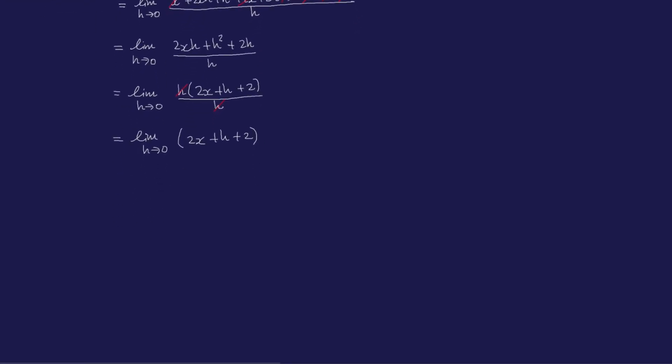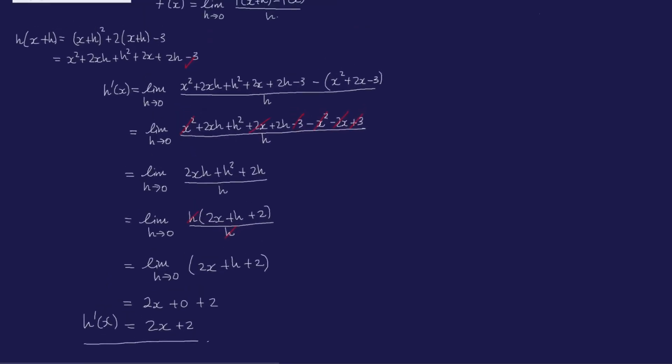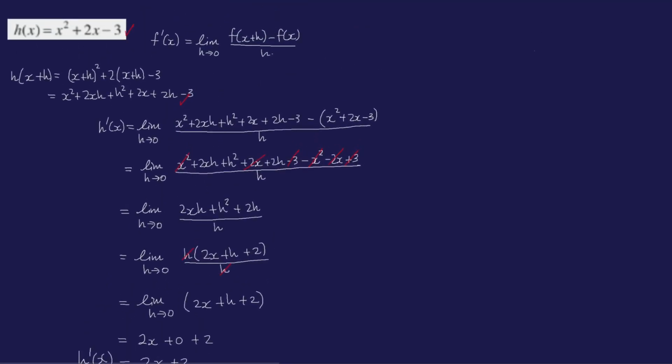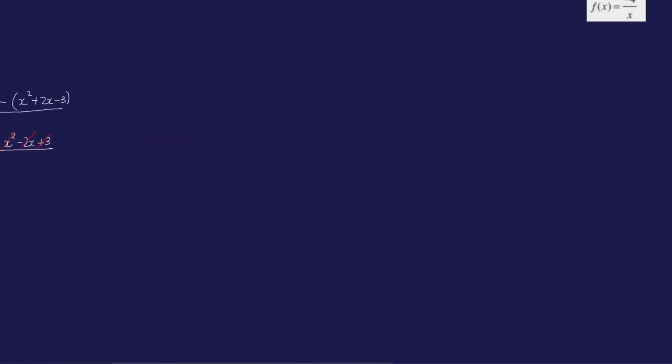And now at this point, I can drop the limit and substitute 0. So this is going to be 2x plus 0 plus 2. So 2x plus 2. So h prime x is going to equal 2x plus 2. Let's move on to the next one.